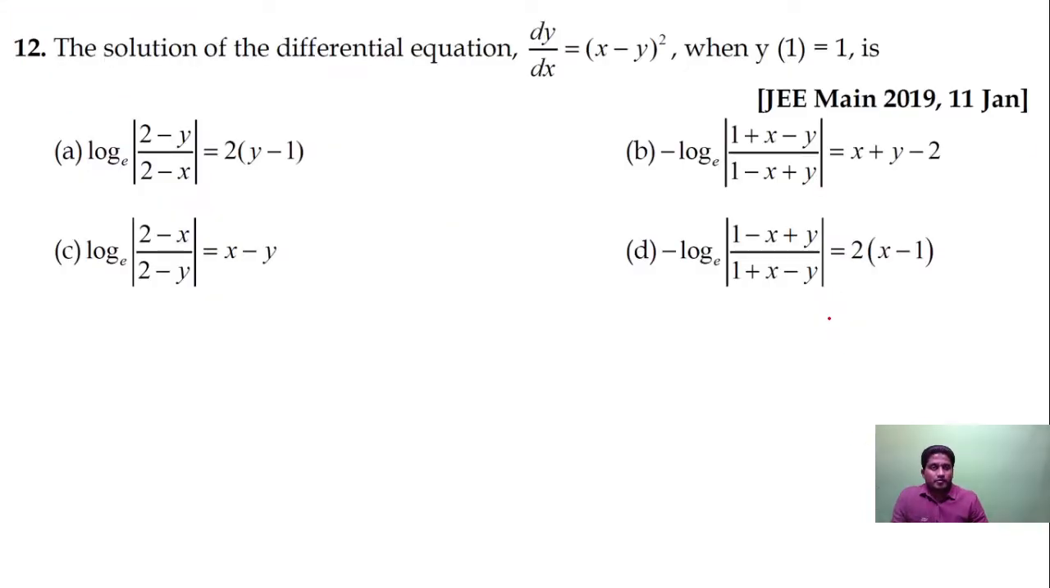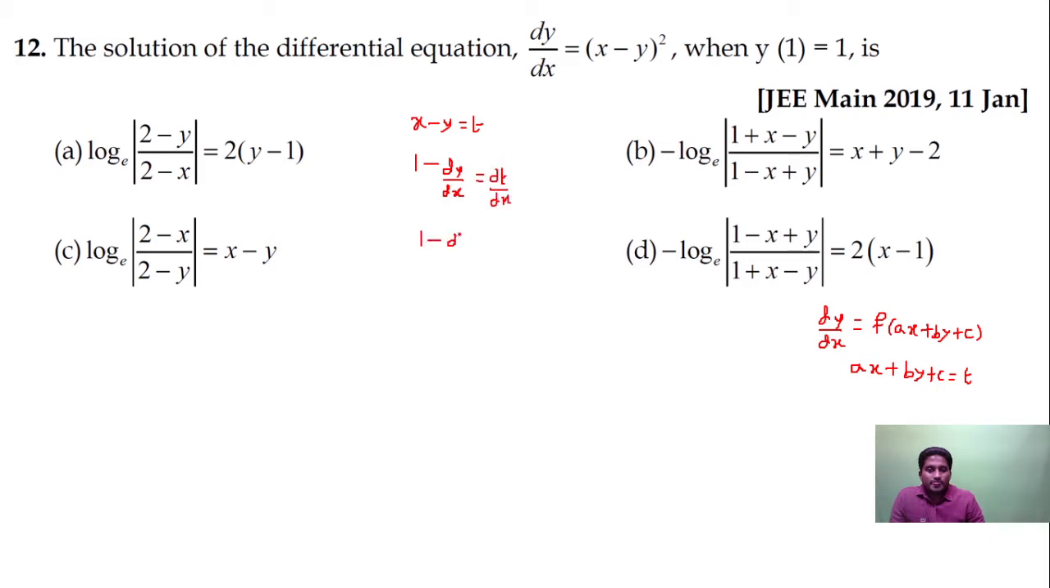Reducible to variable separable form. Whenever you have dy by dx equal to a function of ax plus by plus c, you have to put ax plus by plus c equal to t. So I'm going to put x minus y equal to t. Differentiation of x is 1, differentiation of y is dy by dx, equal to dt by dx. And from this I can write 1 minus dt by dx is equal to dy by dx.